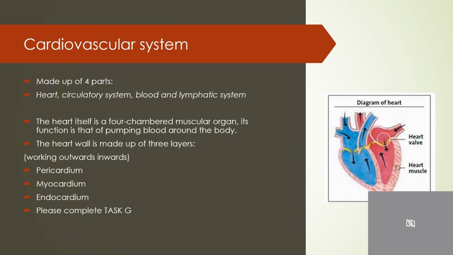The circulatory or cardiovascular system is made up of 4 parts: the heart, the circulatory system, blood and the lymphatic system. The heart itself is a 4-chambered muscular organ. Its function is that of pumping blood around the body. We have 3 layers, and working outwards to inwards, we have the pericardium, the myocardium, the endocardium.